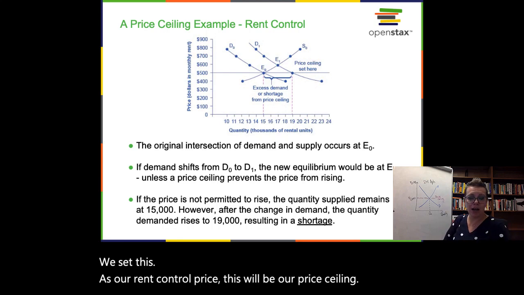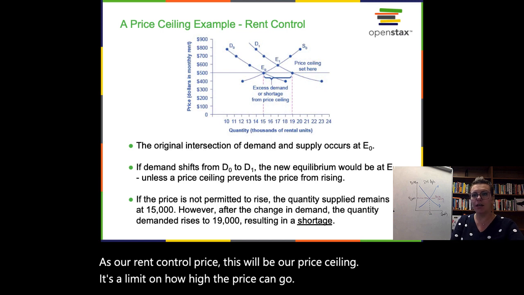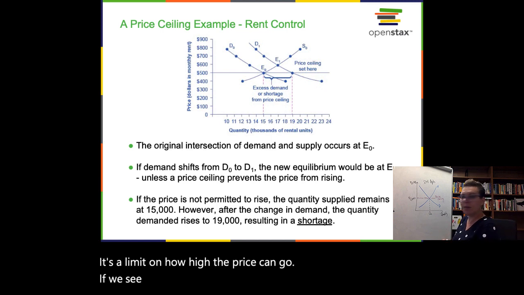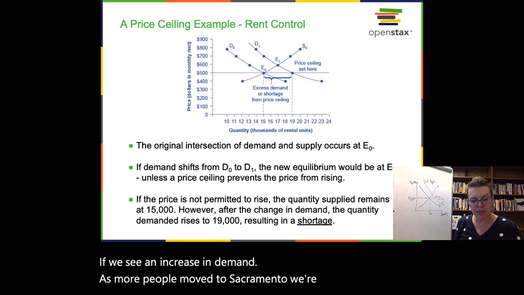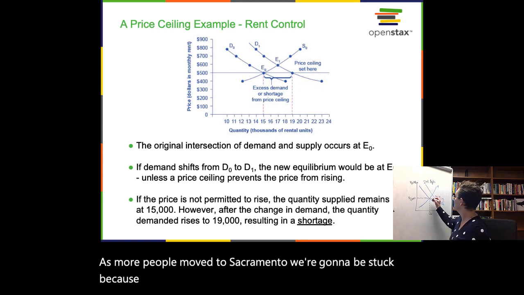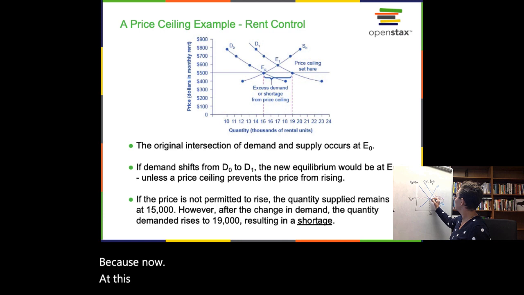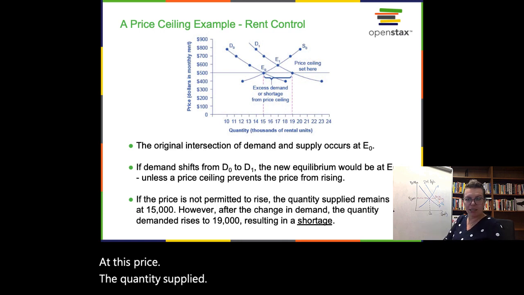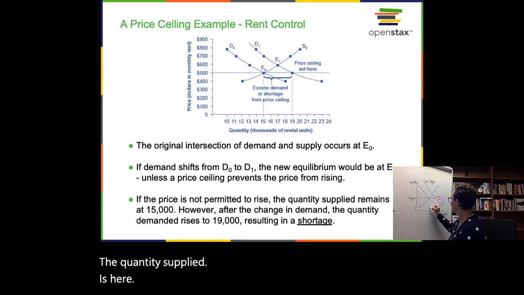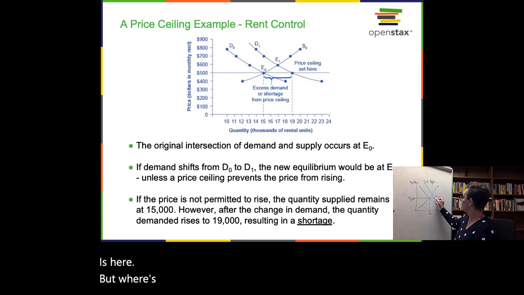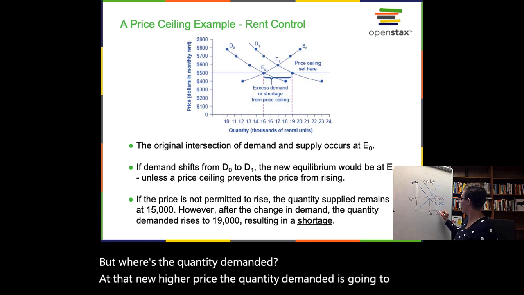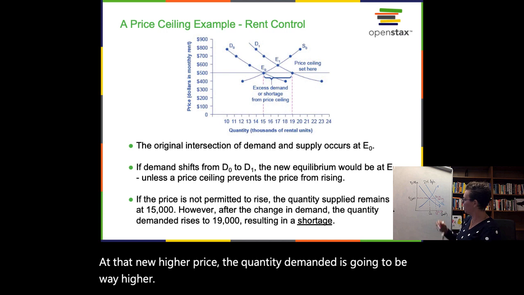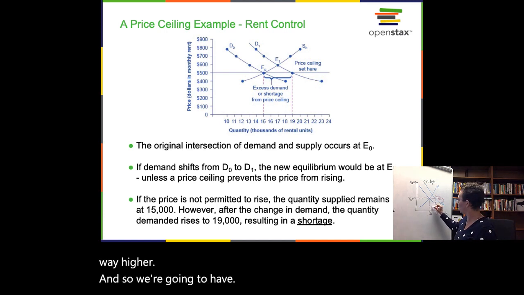It's a limit on how high the price can go. If we see an increase in demand as more people move to Sacramento, we're going to be stuck because now at this price, the quantity supplied is here. But where's the quantity demanded? At that new higher price, the quantity demanded is going to be way higher. And so we're going to have a shortage.